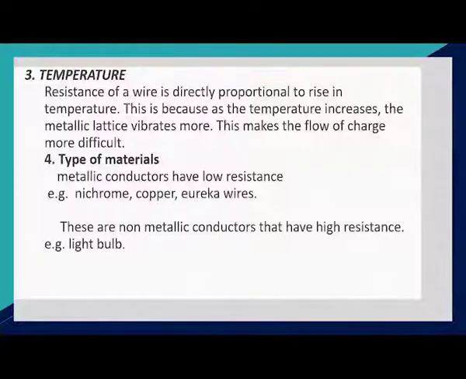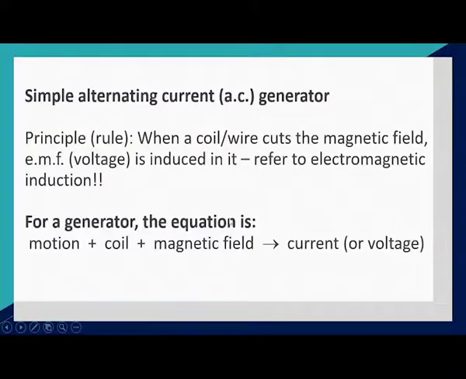So we have some materials that are good conductors of electricity because they have low resistance. For example, nichrome wire, copper wire, and eureka wire. And we have other conductors like a light bulb. It's a bad conductor because it has a higher resistance.